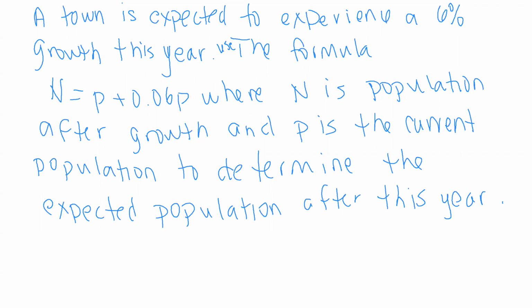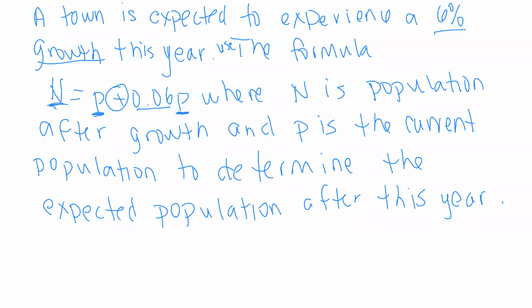So a town is expected to experience a 6% growth this year. Use the formula n equals p plus 0.06 times p, where n is the population after growth and p is the current population, to determine the expected population after this year, okay? 0.06 is the same as 6%, plus indicates growth. N, think of that as your new population. And then this p right here, we're starting with our initial population, what the current population is right now. And to that, we're going to add 6% of that same population.